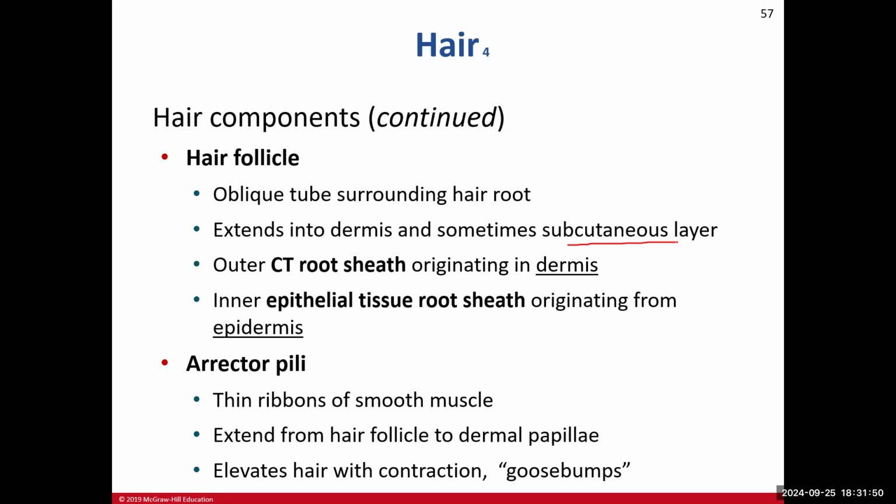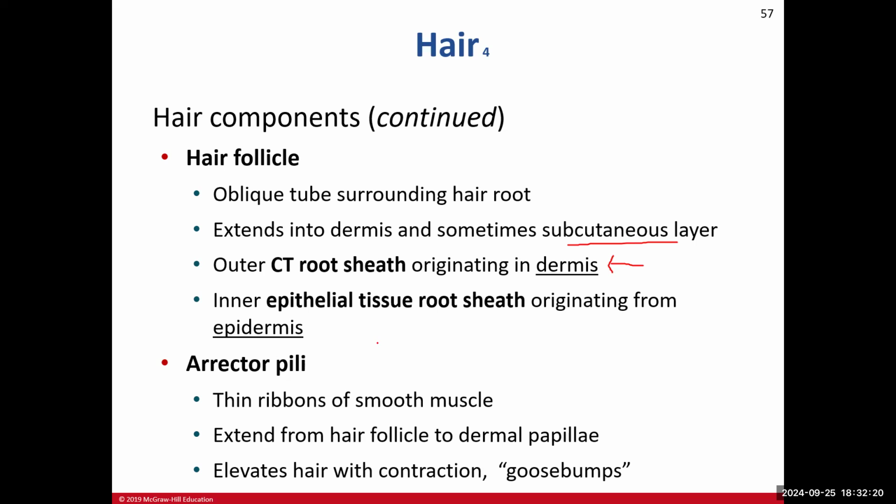So one of the interesting facts when we're talking about the hair follicle is that you have two parts to it, an outer part and an inner part. The outer, what we call the connective tissue root sheath, came from the dermis. And then our inner portion came from the epidermis. That's the epithelial tissue root sheath. So the inner part came from the epidermis, the outer part came from the dermis, which makes sense, right?